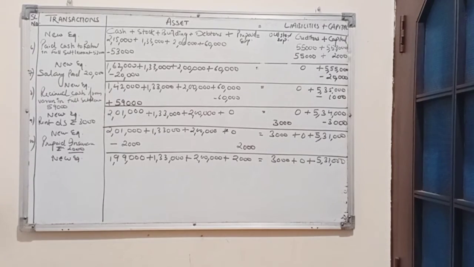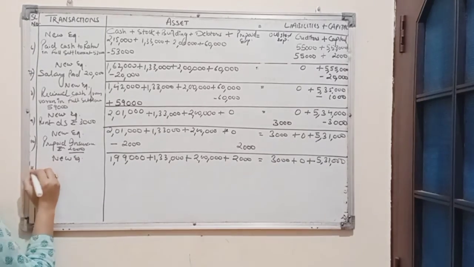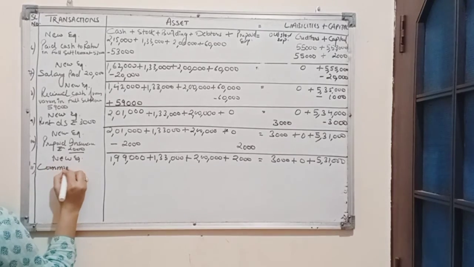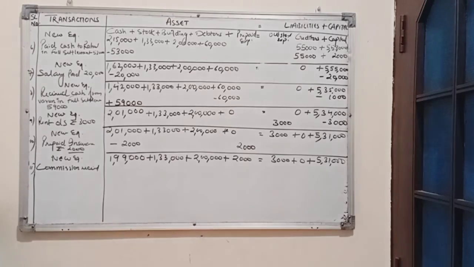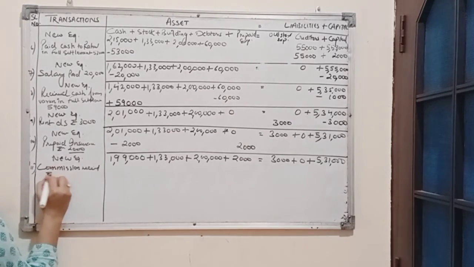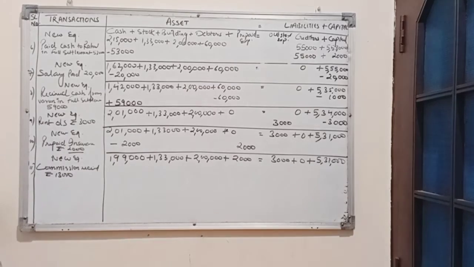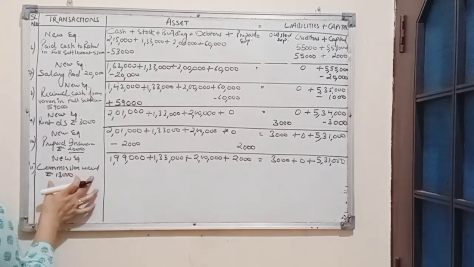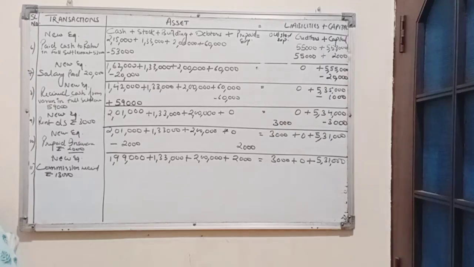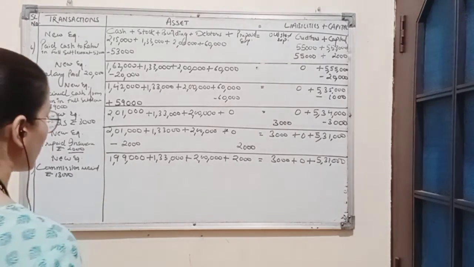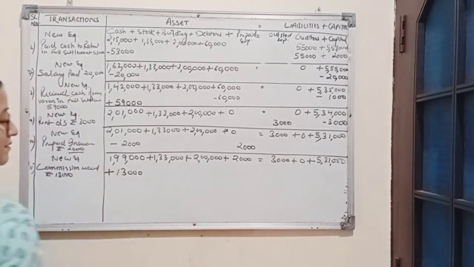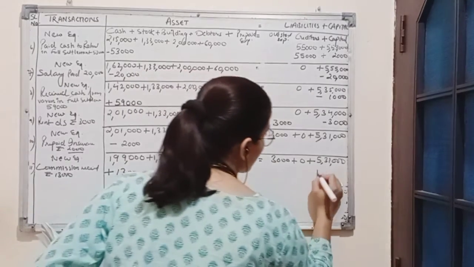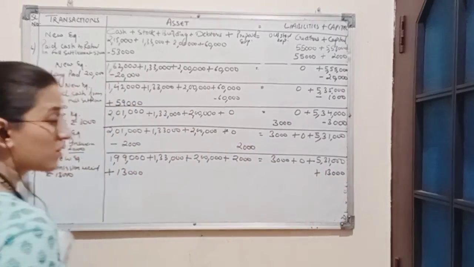Now, next transaction is commission received. Commission received is rupees 13,000. Now 13,000 commission is received in cash. This is considered as income, and we know income are always added on cash column as well as capital column. So commission is received in cash amounting to rupees 13,000. We will add this amount in cash column and the same amount will be added in the capital column also.